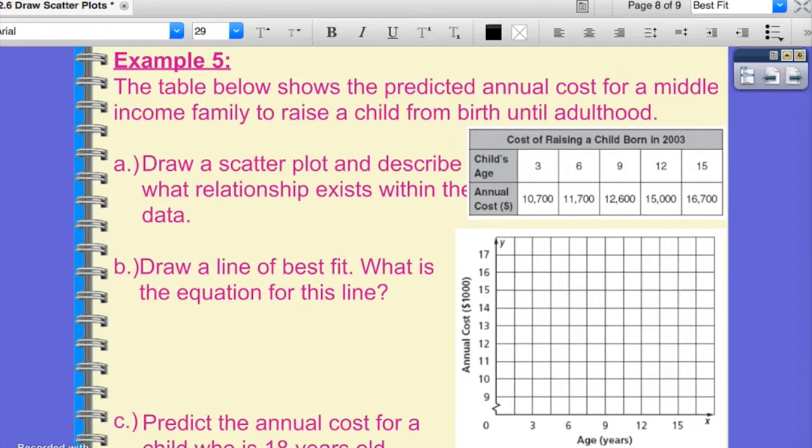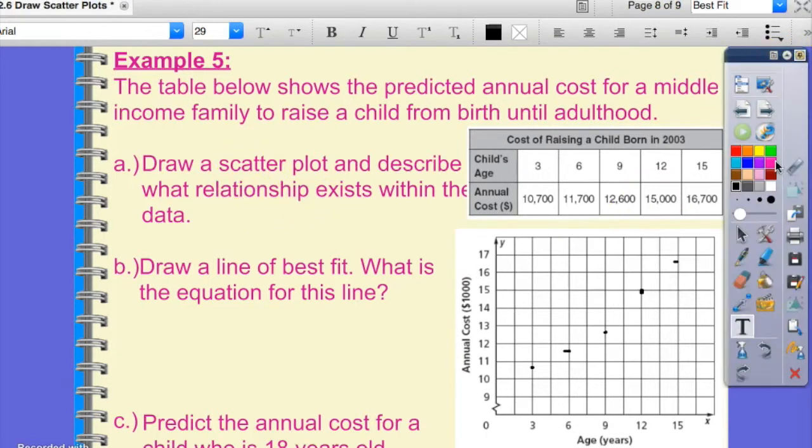We'll do one part at a time. I'm going to pause the video actually and put all my points up there so it's not taking too much time. All right, so like I said, what's nice about this problem is here's a real life example of how we can use line of best fit. We're looking at the predicted annual cost for a family to raise a child from birth until adulthood. So here's something where they hired statisticians or mathematicians to get some information, do some surveys, polls, then compile their data. All right, so here's all my points. I drew the scatter plot to describe what relationship exists within the data.